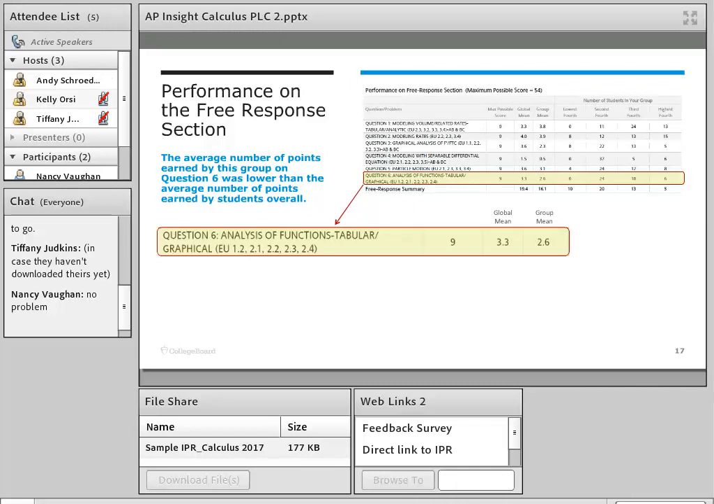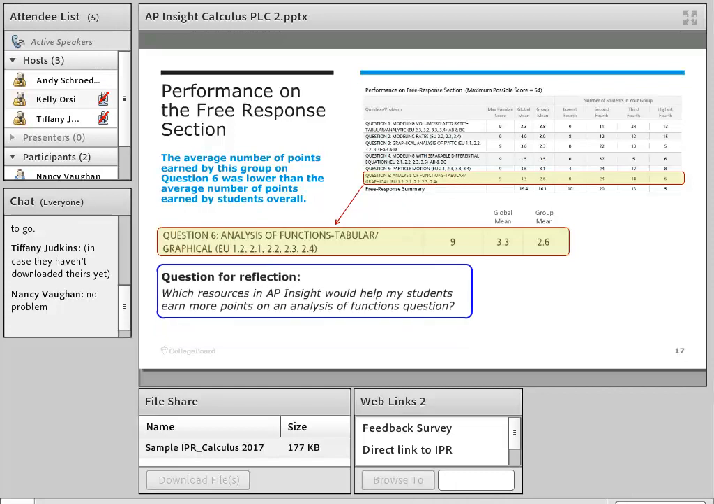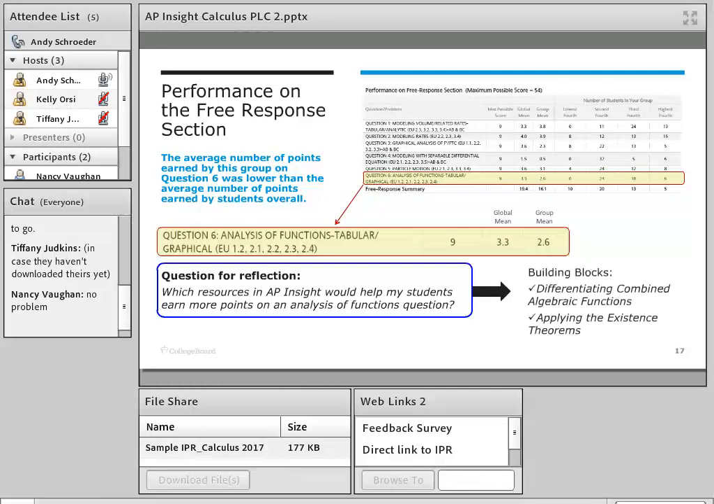And so I wanted to focus in on the analysis of functions and graphs. It particularly pertains to the essential understandings of 1.2, 2.1, 2.2, 2.3, and 2.4. So that was very helpful for me. Now I have my essential learning pieces that I wanted to look at in AP Insight. I'll show you here in a second how the AP Insight can help me. I do know there's a couple of building blocks, differentiating combined algebraic functions and applying the existence theorems. Those are 2 building blocks that for sure will help.